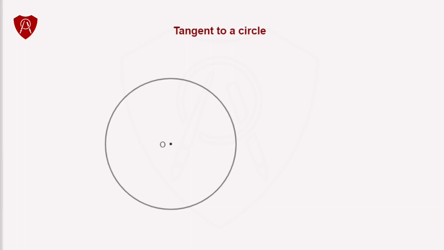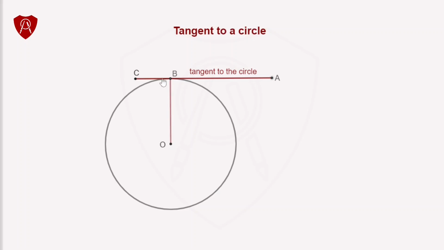A tangent to a circle is a straight line which touches the circle at only one point. AC is a tangent to this circle. This point, B, is called the point of contact. A tangent can only be drawn from a point outside the circle, that is, from an external point. The tangent never gets or passes inside the circle.